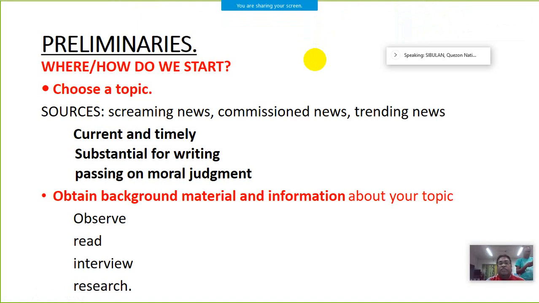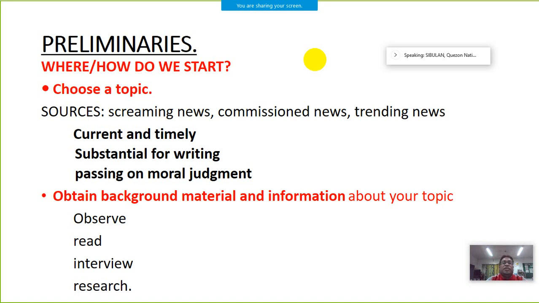Then we can also make use of trending news as our topic in writing editorials. As far as I remember, there are lots of trending news lately. Months ago, we had Chris versus Mocha in the social media. And then there was also President Duterte who made remarks, "God is stupid," or something like that. Then the installation of ex-President Gloria Arroyo as the Speaker of the House. And there are a lot of trending news these days also.